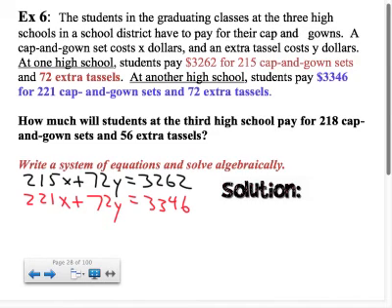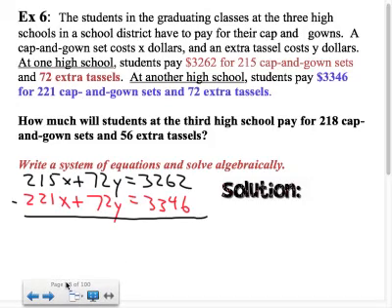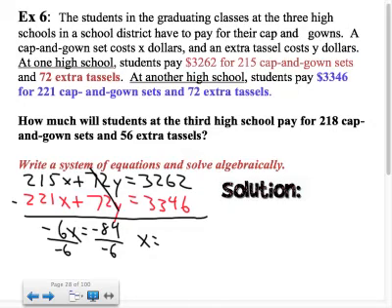And so I think you'll hopefully recognize here that I can solve this system pretty easily by just subtracting the top one from the bottom one, or bottom from top, whatever. So 215x minus 221x is negative 6x. 72y's cancel, and so negative 6x equals 3262 minus 3346, and that's negative 84. Divide both sides by negative 6, so x equals 14.